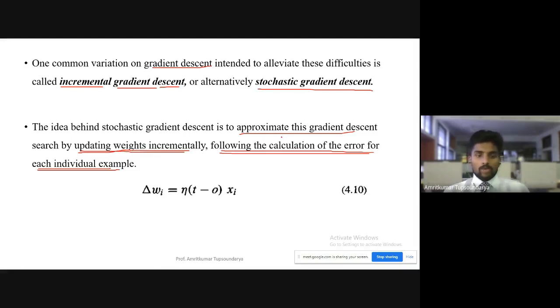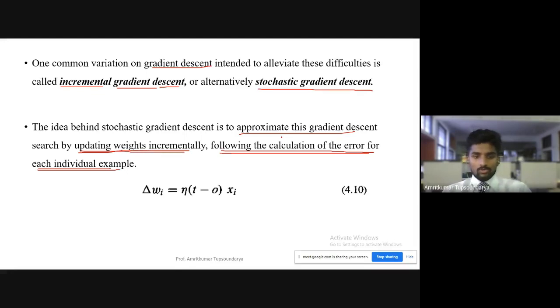Why stochastic gradient descent? We make use of stochastic gradient descent instead of just the normal gradient descent that we have seen before, right? So the main idea is that it approximates the gradient descent search by updating weights incrementally, following the calculations of the error for each individual example.